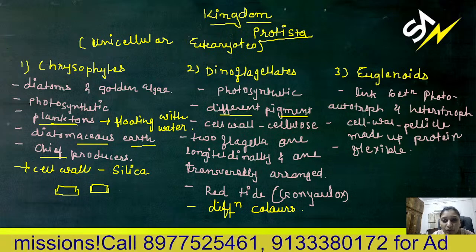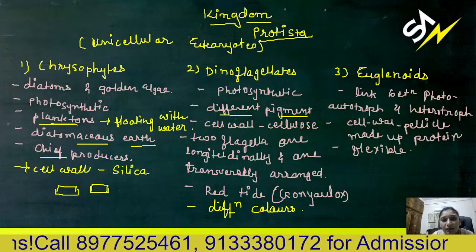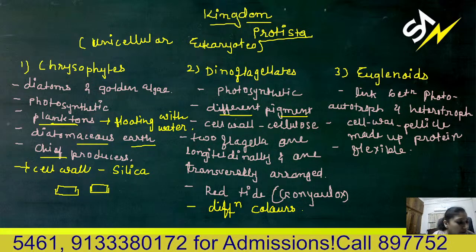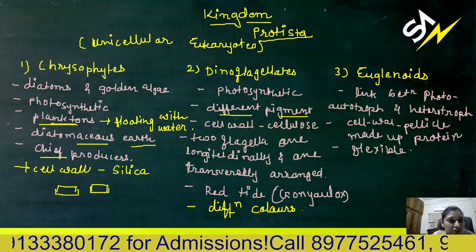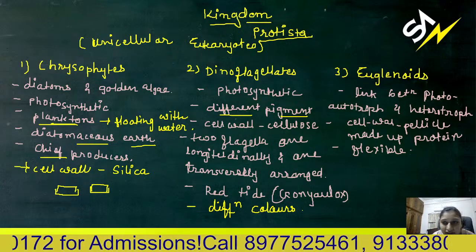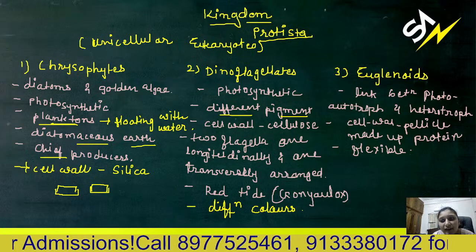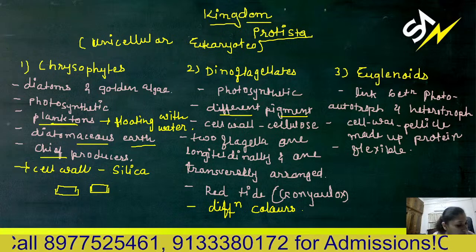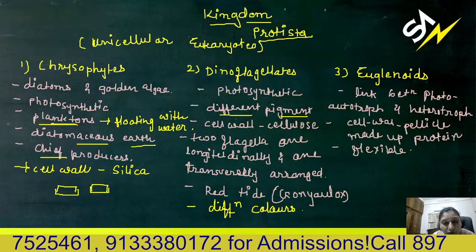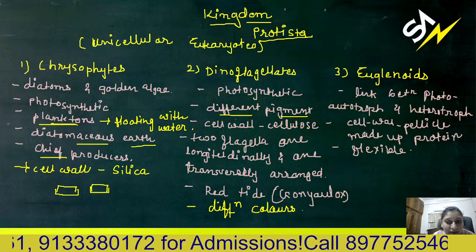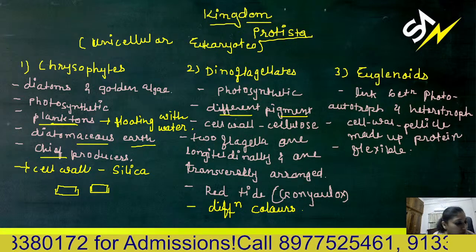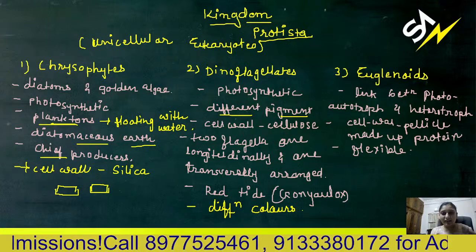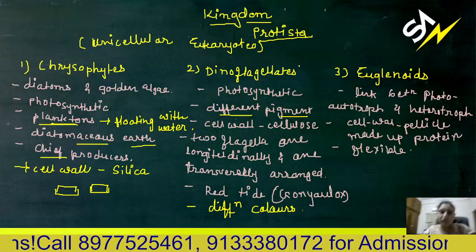Okay, now the next group in the kingdom Protista is the euglenoids. Till now, chrysophytes and dinoflagellates were photosynthetic. Euglenoids are actually a link between photosynthetic autotrophs and heterotrophs. They carry out photosynthesis when light is present. When light is absent, they start eating other organisms, that means they become heterotrophs. That's why they are a link between photo- and heterotrophs.